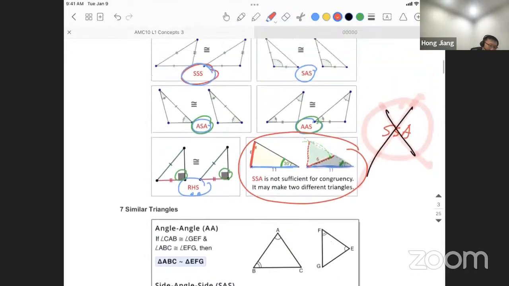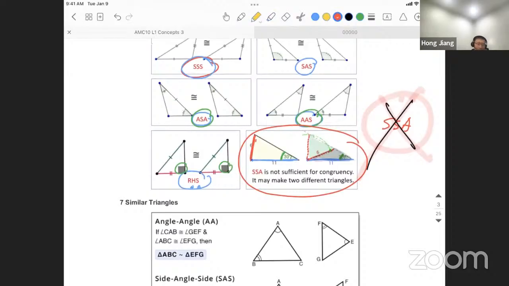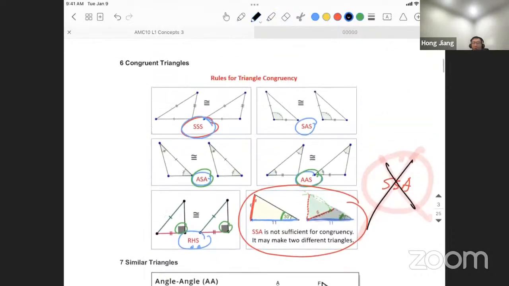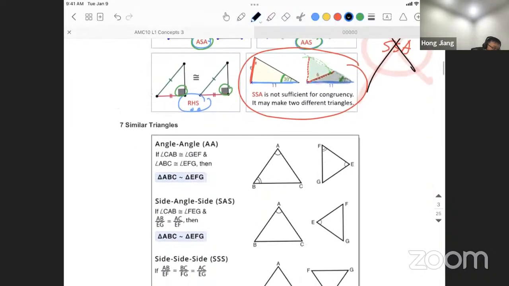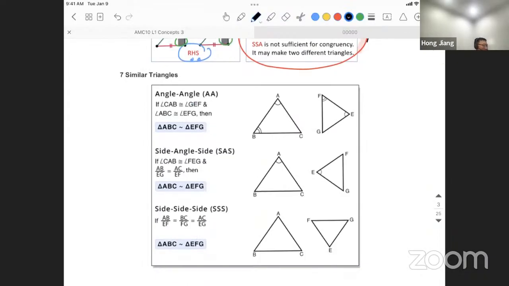Okay. Before we jump to similarity, you can find that for all the congruency-related rules, you have at least a side condition, right? You can have one side, two sides, three sides, I don't care, but you need to have at least a side condition. Okay? Now let's go to similarity.